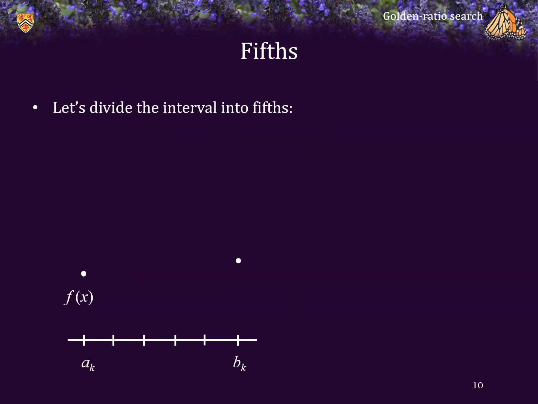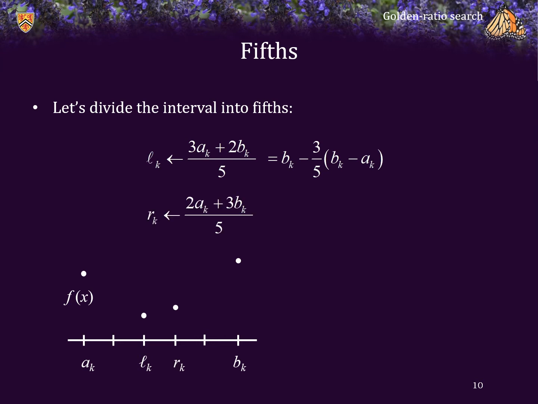Okay, instead of dividing the interval up into thirds, let's divide the interval up into fifths. Now, we're not going to evaluate the function at each of these points. We'll only evaluate the function at 2/5 into the interval. Alternatively, 3/5 the width of the interval coming in from the right-hand side. And we'll also evaluate it at 3/5 coming into the interval from the left-hand side. So once again, a sub k plus 3/5 the width of the original interval.